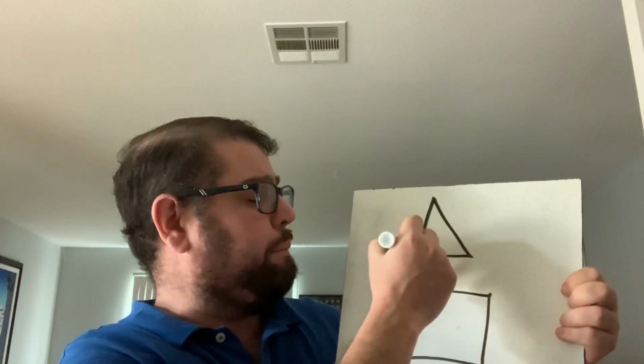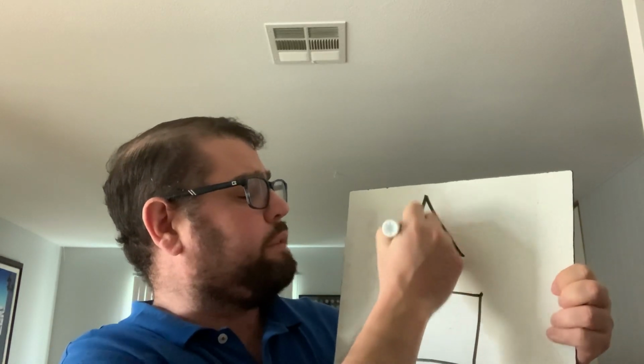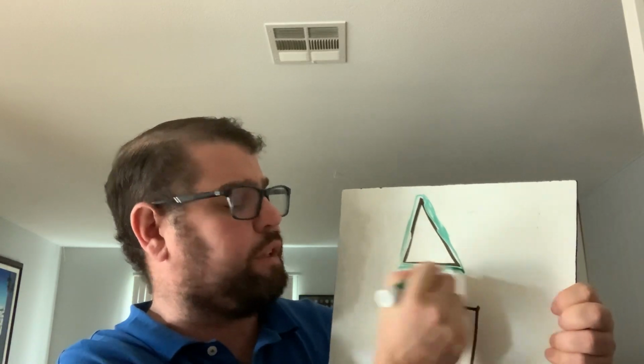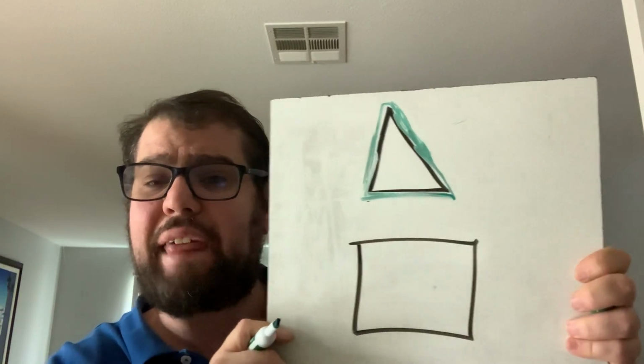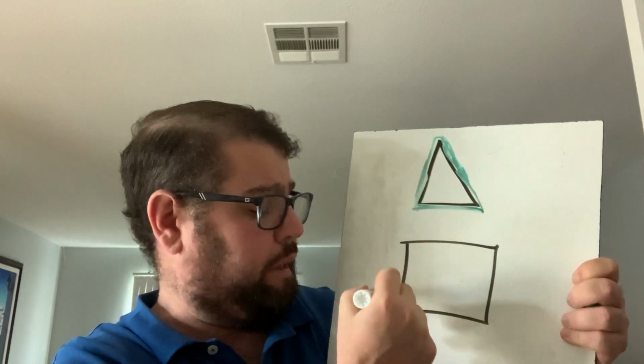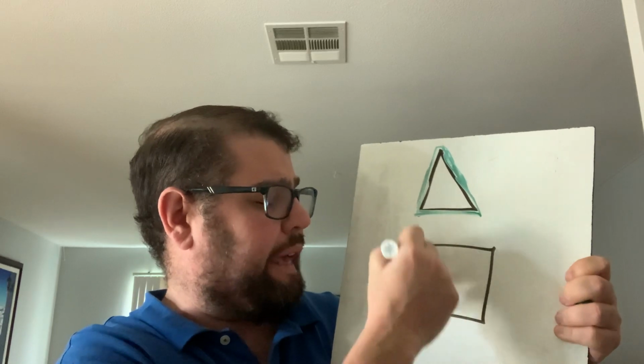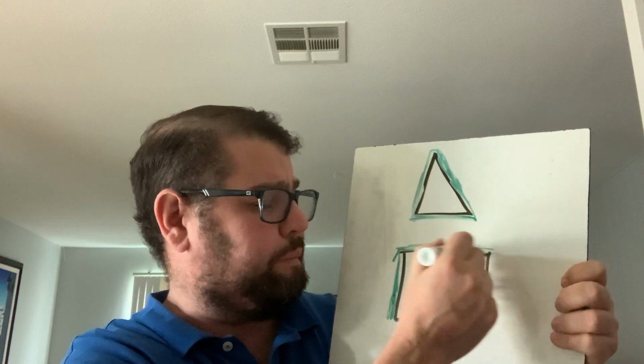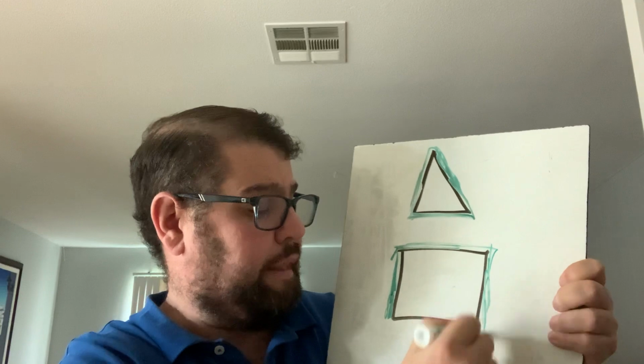So I'm going to take my green marker right here, and I'm going to show you the perimeter. What does that mean? It means we're going to go on the outside, basically covering over the black line. That is the perimeter. It's the outside of the shape. If I go on the outside of the shape, that is the perimeter.